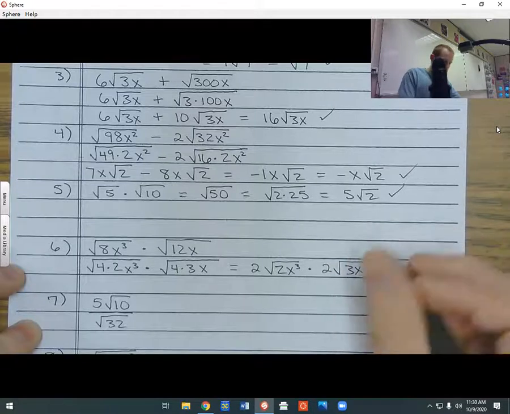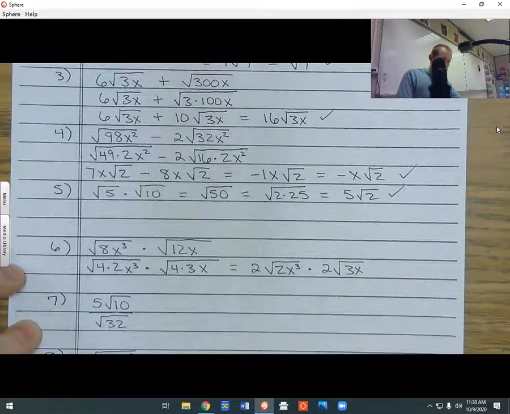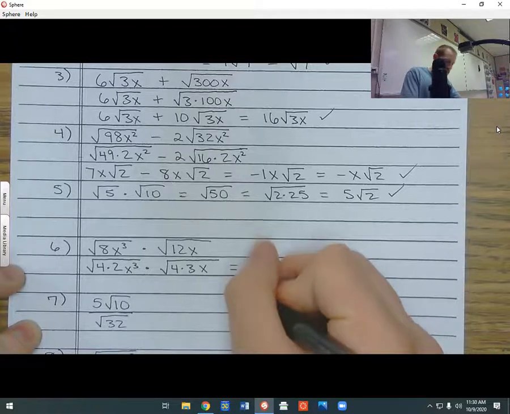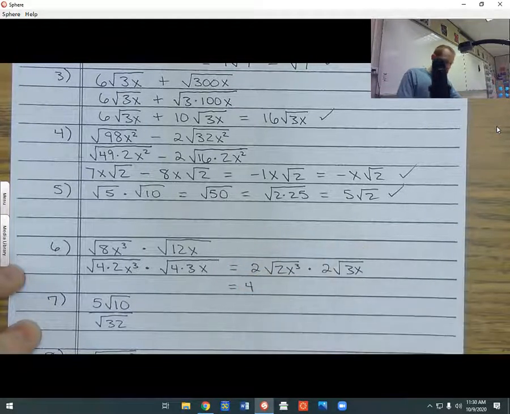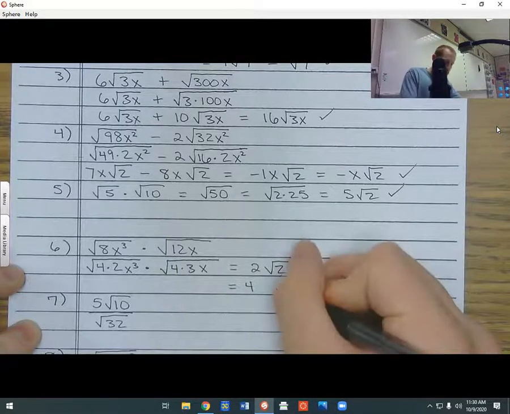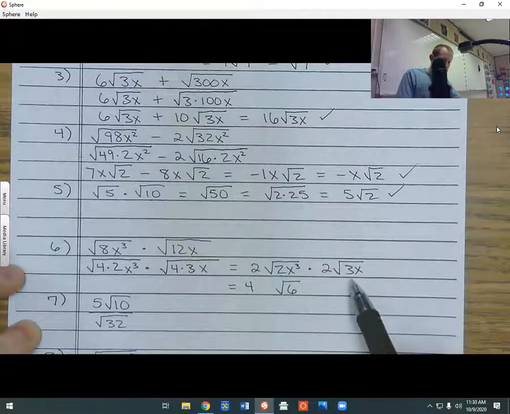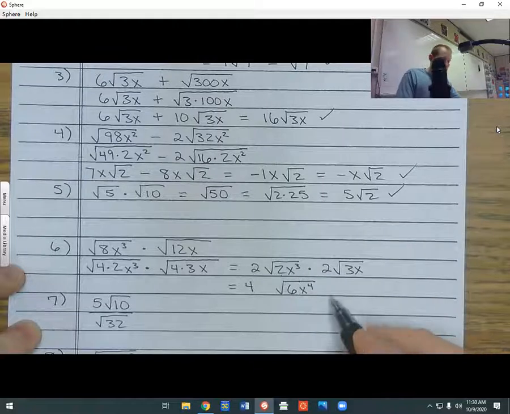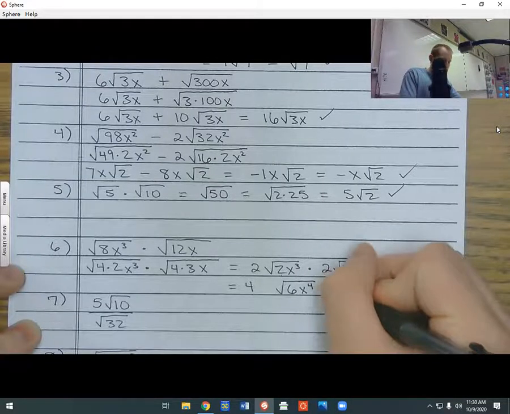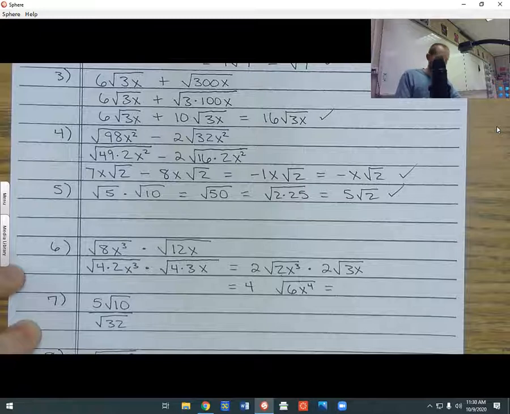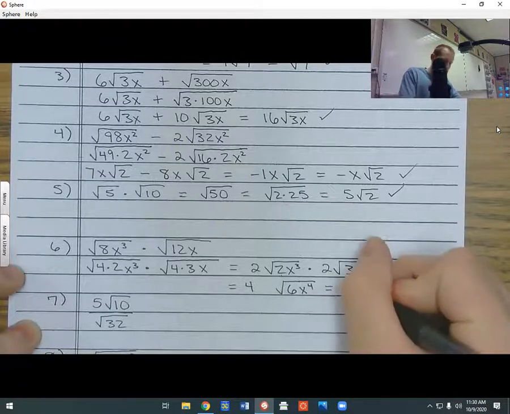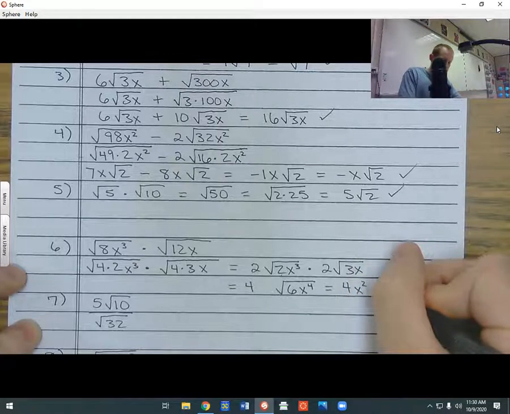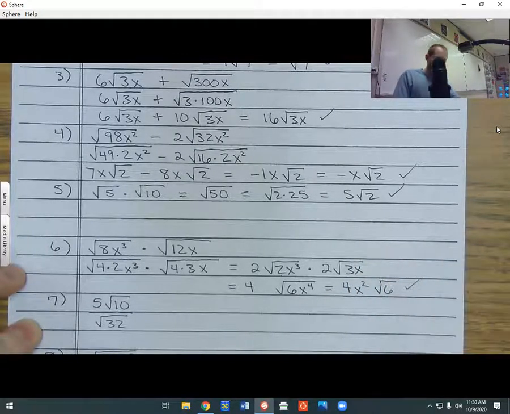So now the numbers on the outside can multiply to give me 4, right? Because 2 times 2 is going to give me 4. And then I've still got square root of 2 times square root of 3. That's the same thing as square root of 6. And then let's look at the variables. So I have x cubed times 1x. That's actually x to the 4th power. And then I take out as many x's as possible, and the way I do that is by dividing the exponent by 2. So 4 divided by 2 is 2. That means I can take out 2 x's. So that's going to meet the 4 on the outside, and the 6 is going to stay under. And that's all I can do.